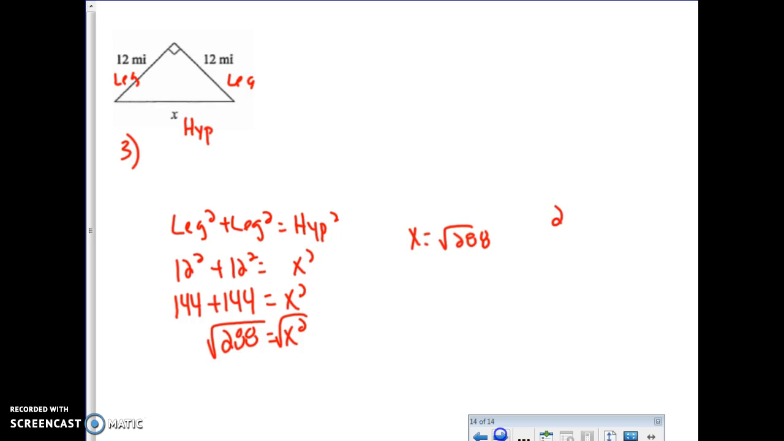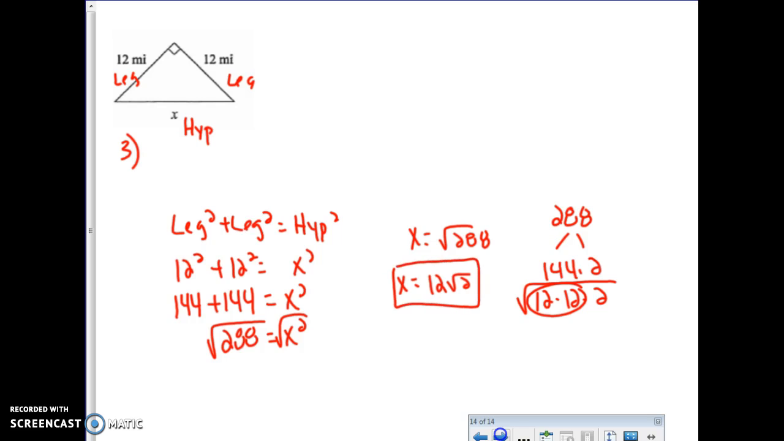What is 288? 288 breaks down to be 144 times 2, which is 12 times 12 times 2. So this is all underneath the radical sign. For 2 of something, I could take 1 out because it's the square root, and I end up with 12 square root of 2. So what I'm going to ask you guys to try to do is try the next 2 for me, and we will talk about it next.